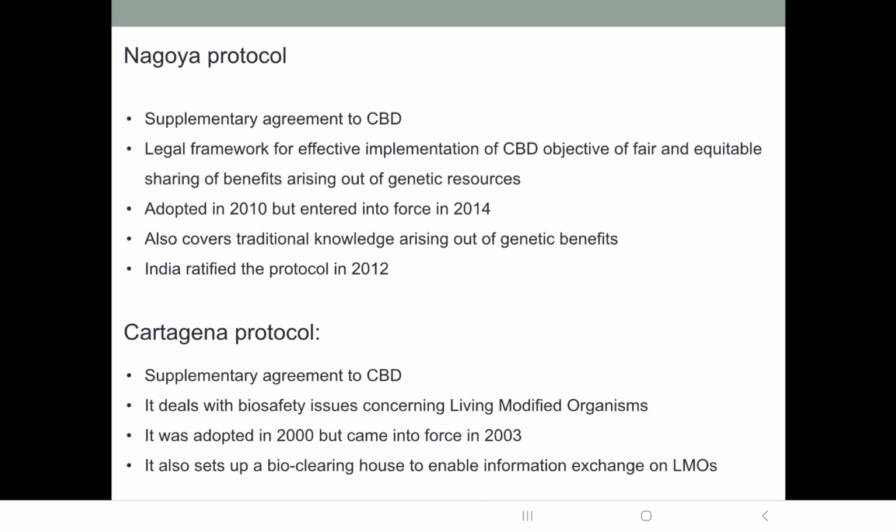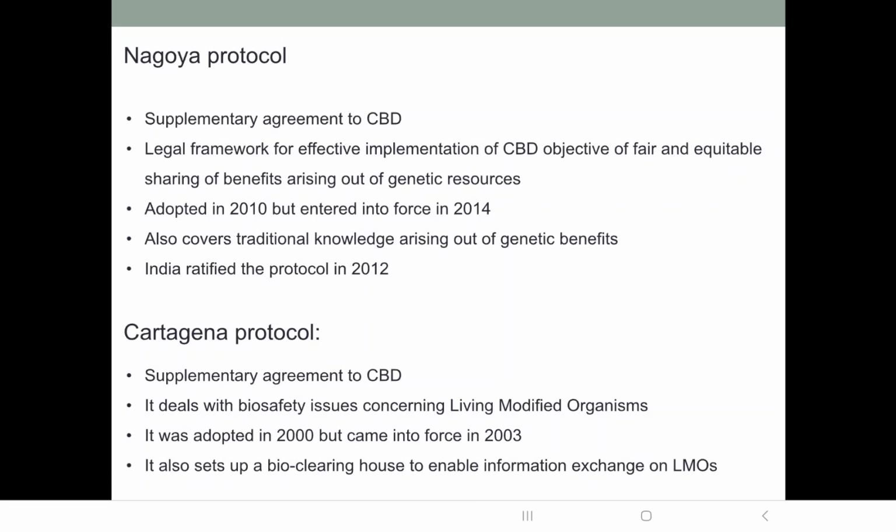Having understood the basic information about the Convention on Biological Diversity, let us see what the Nagoya Protocol is. Nagoya is a place in Japan, and this protocol is a supplementary agreement to the Convention on Biological Diversity.